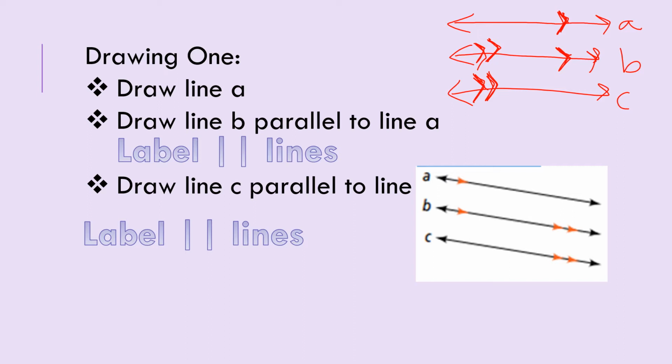Obviously, if your lines aren't slanted, it's perfectly fine. So go ahead and make a conclusion on your paper, okay? Make a conclusion on your paper.